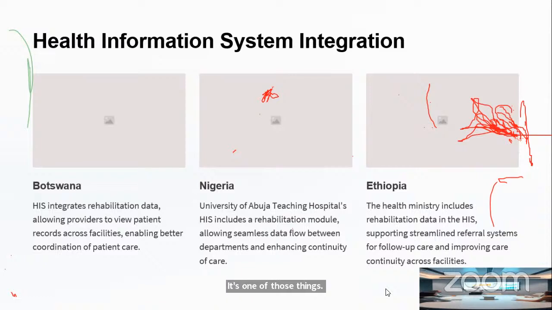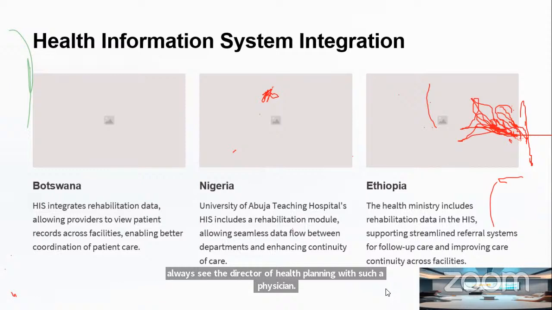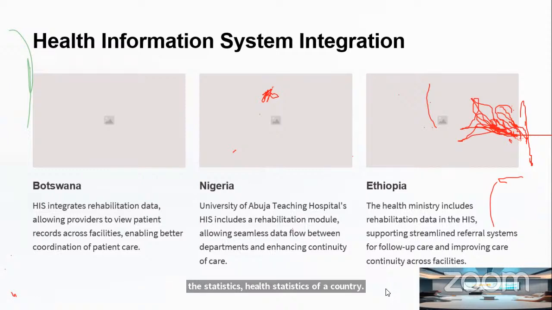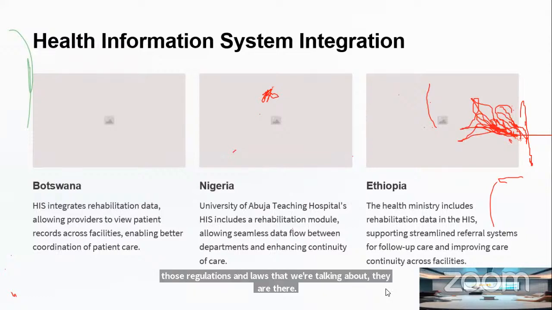Whenever we attend a ministry program or a retreat of the ministry, I always see the director of health planning, research and statistics presenting the health statistics of the country. And I've never seen data on rehabilitation. So I started to find out how they collect this data, and how they are able to analyze it and present it at every Ministry of Health meeting. I realized that it starts from the bottom up. The policies, regulations and laws that we're talking about exist in the ministry. But how do they get the data?